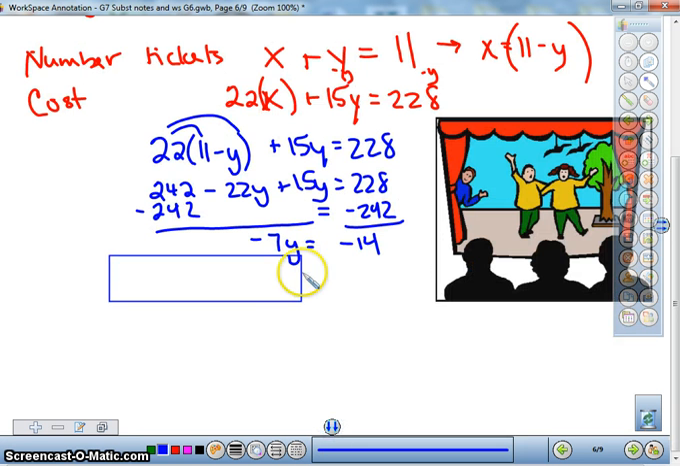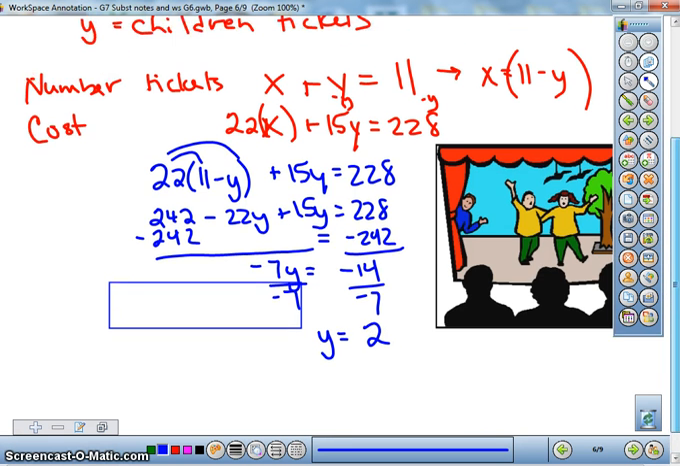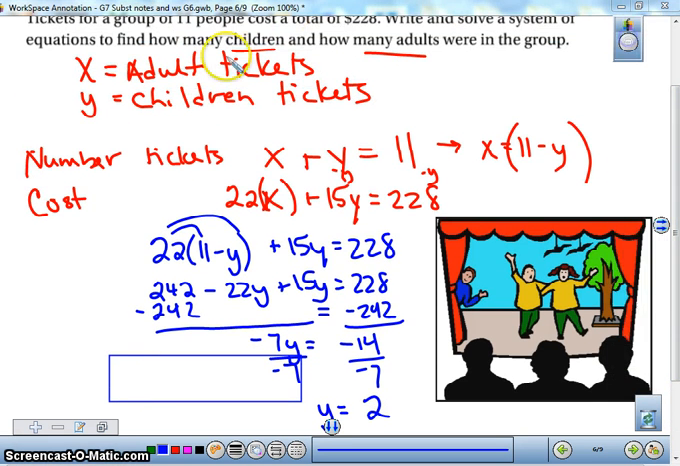So far it's kind of looking good. We're going to solve this by saying, and it doesn't make sense to have a negative number, negative 14 divided by negative 7 means we have 2, in this case, 2 children's tickets. Right? y was equal to 2. How many adults? Well, remember, x plus y equaled 11. So 11 minus 2 gives us 9 adult tickets. So we had 9 adult, 2 children.